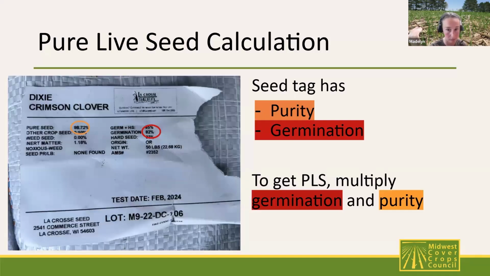So in this case, this crimson clover, we've got 98 or 99% pure seed. That basically means what's actually in the bag, that seed, versus in this case over 1% inert matter, and then there's a little bit of crop seed from something else. So the seed company knows that it's 98 or 99% pure seed. That's the purity. And then they also have to do germination testing, how much of that seed is actually going to germinate. In this case, we're at 82% germination with this seed batch. So we're going to multiply those two numbers together.